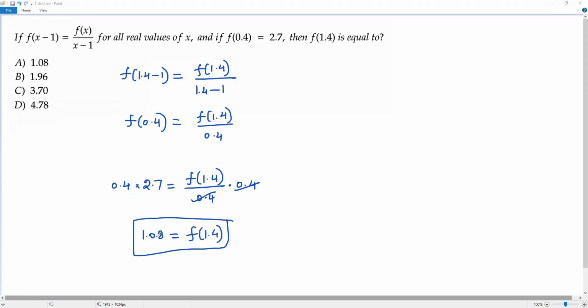Its value is 1.08. I find 1.08 in answer choice A. The correct answer choice for this question is A.